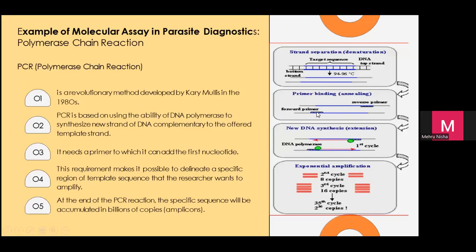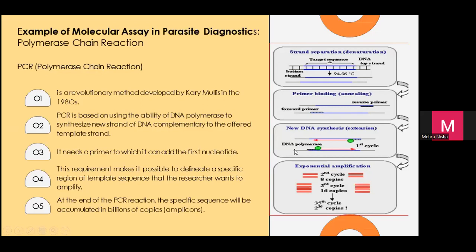So this primer, apa yang dia buat? Dia akan mulakan pekerjaan dia lah. So usually dia akan pergi A bind dengan apa? ATCG. Kalau A, T akan bind. Kalau sini C, G akan bind. Lepas tu kita ada ATCG nucleotide, dia akan tambah.